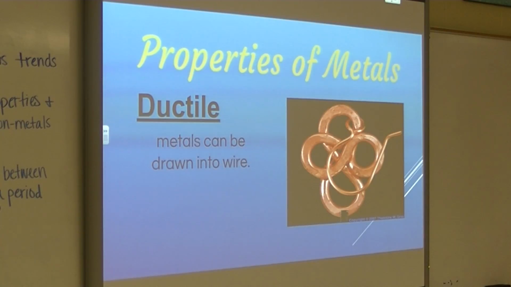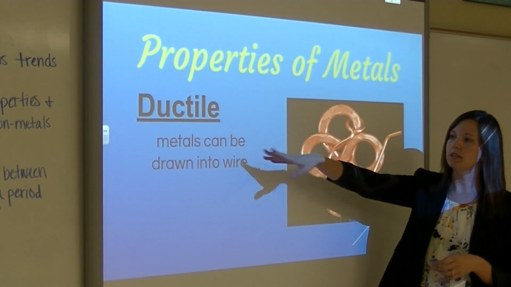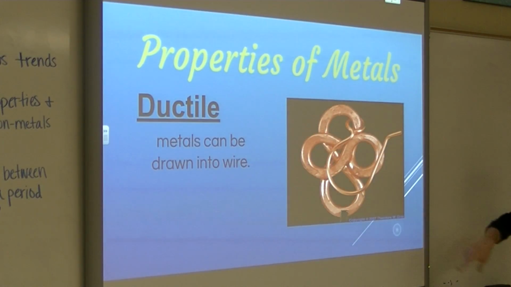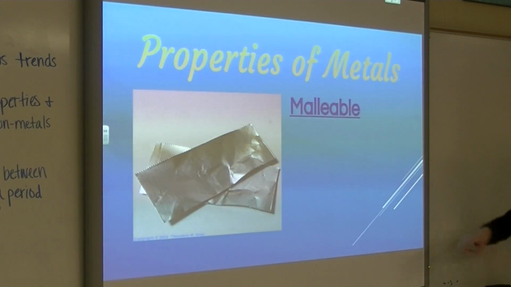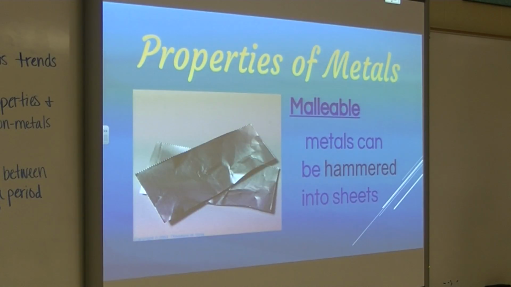If you go to the hardware store, they have those reams of metal on rolls, like copper wire, things like that. Metals can be easily drawn into wire. They're also malleable, which means they can be hammered into sheets.